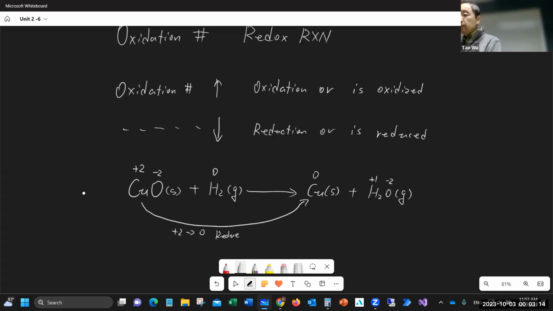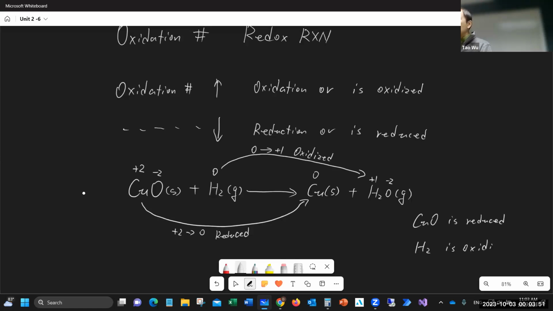It's got a reduction. So the copper actually is reduced. Copper oxide is reduced. And you're looking at here, oxygen didn't do anything. Oxygen is still -2, but hydrogen is increased from 0 to +1. So this guy, hydrogen, is oxidized. So in this case, we can see copper oxide is reduced, and hydrogen is oxidized.